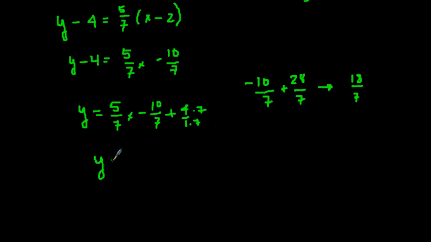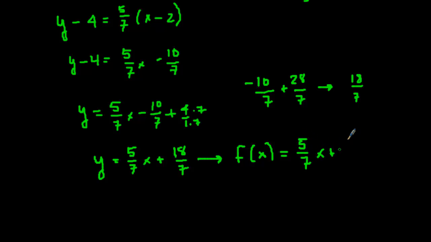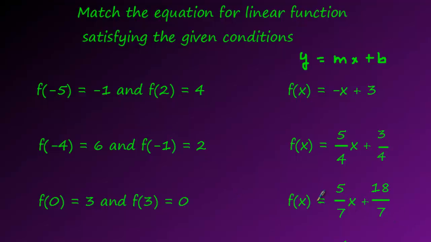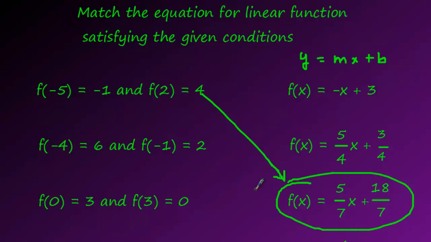So my form then is y equals 5 over 7x plus 18 over 7, and then if I use function notation, put it back in that. This function has a variable of x, so it's f of x is equal to 5/7 x plus 18 over 7. So if I go back here, that would be this one, so this is the match for that one.